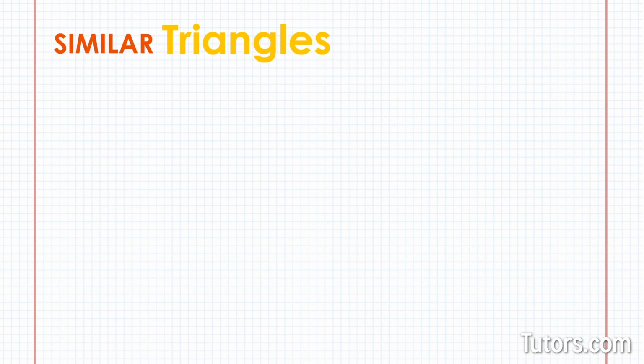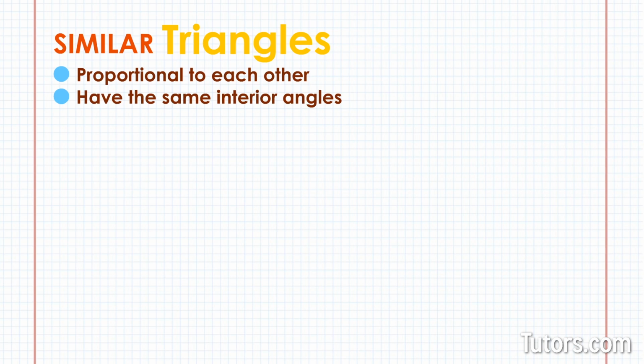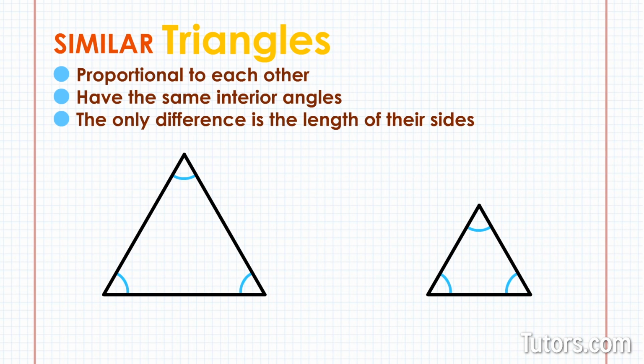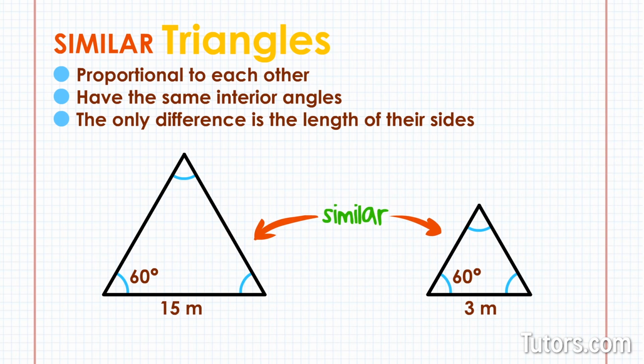In geometry, triangles can be similar and they can be congruent. Similar triangles are proportional to each other and have the same interior angles. The only difference is the length of their sides. For two similar equilateral triangles, all interior angles will be 60 degrees. Say a small triangle has a side 3 meters, while a larger, similar triangle has a side 15 meters. Because the two triangles are similar, we know the sides of the larger triangle are 5 times larger than the small one.